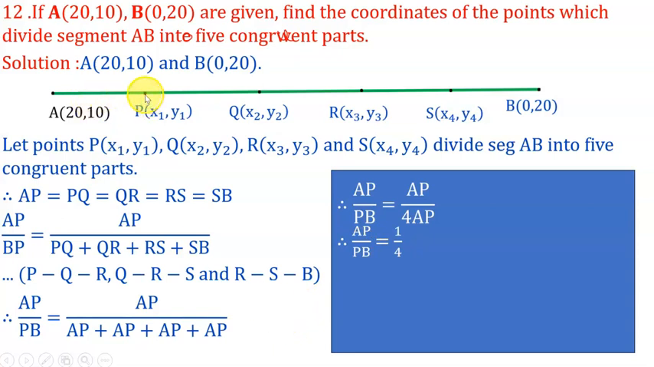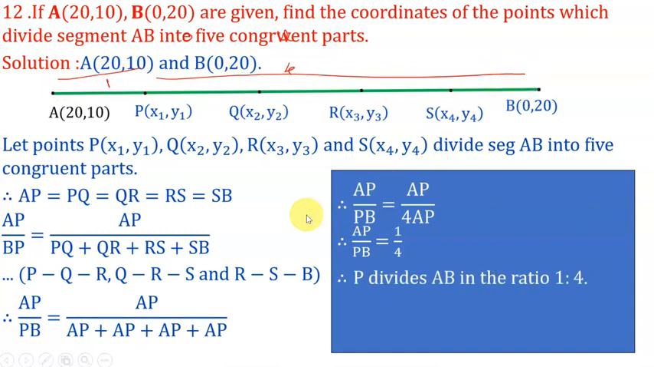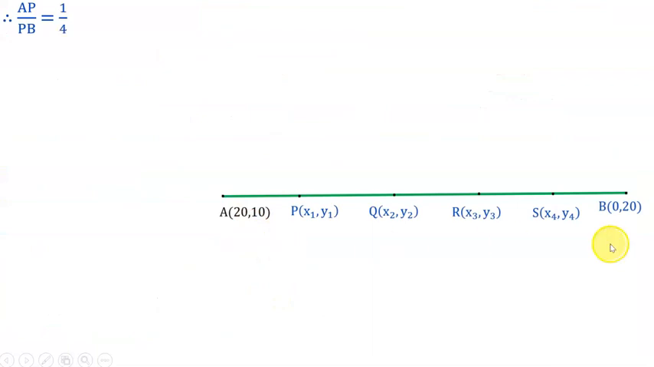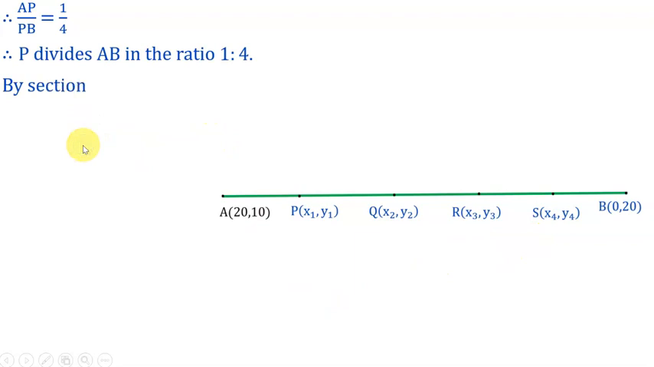It means that this point P divides AB in the ratio 1:4. This is a 1:4. The remaining part is all 4. Okay, now here we will apply the section formula. P divides AB in the ratio 1:4. See this here again, this segment P divides AB in the ratio 1:4 by section formula.